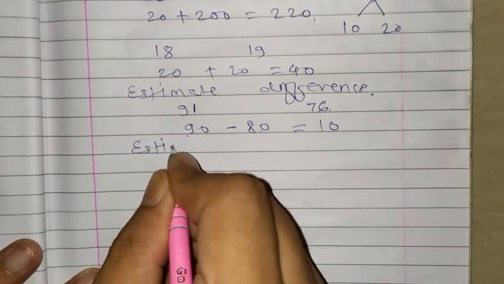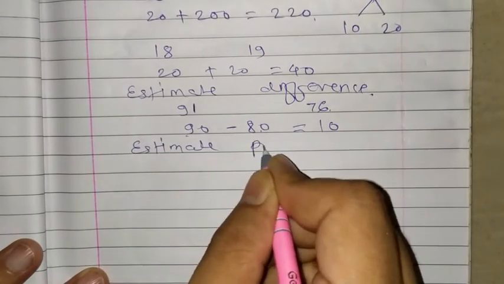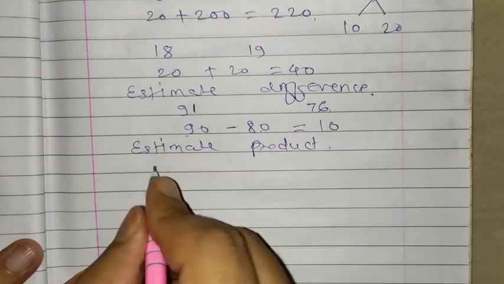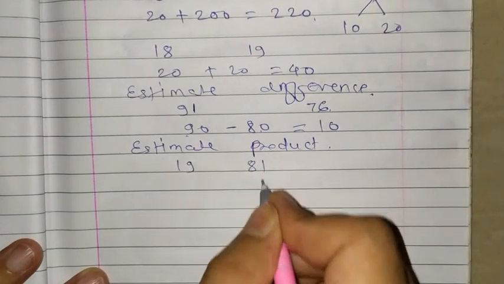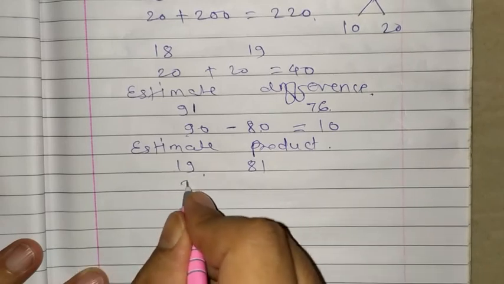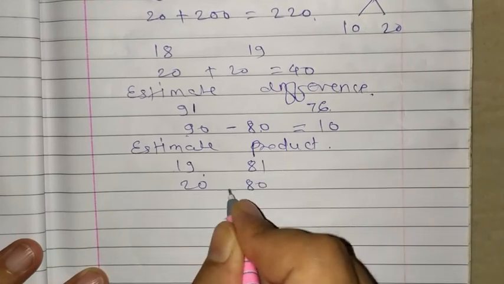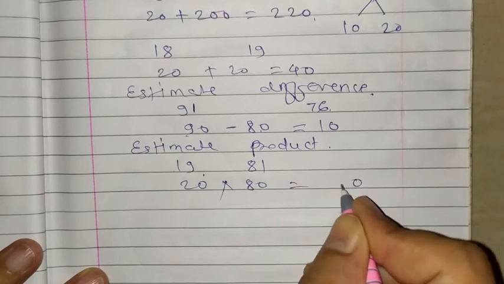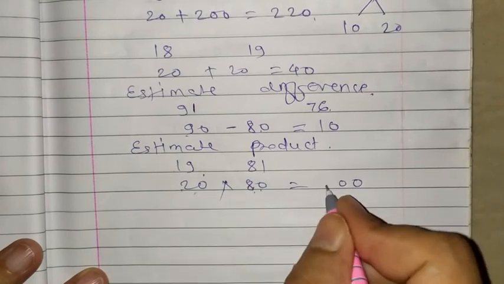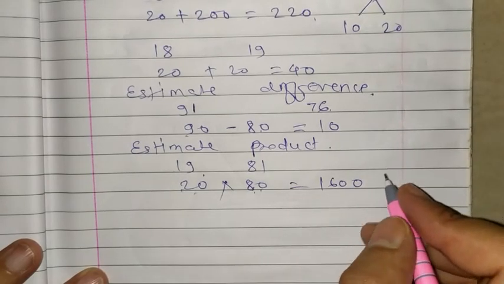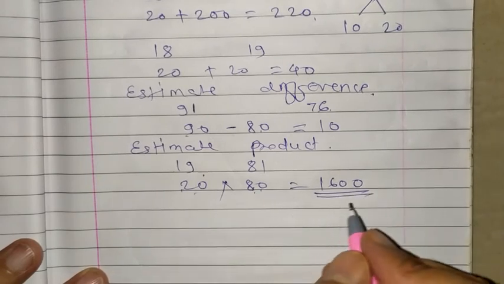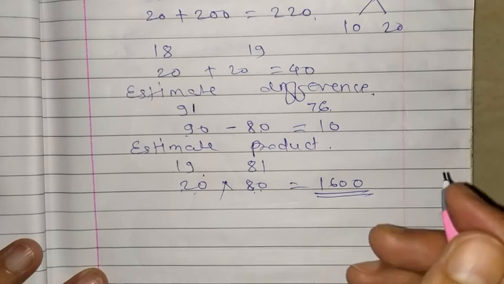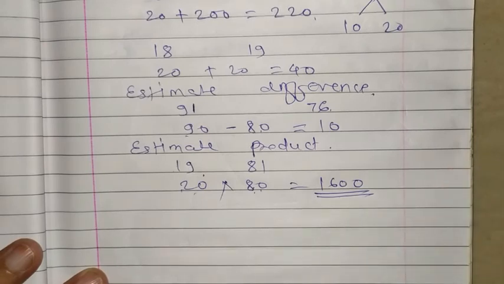The next one is estimating the product. In estimating a product, your numbers are 19 and 81. So 19 is closer to 20, and 81 is closer to 80. Here 2 zeros will be there. 8 into 2 is 16. So 1600 is your estimated answer. It is a round off answer, not the actual one. In this way your calculation will become easier if you use the estimation technique.